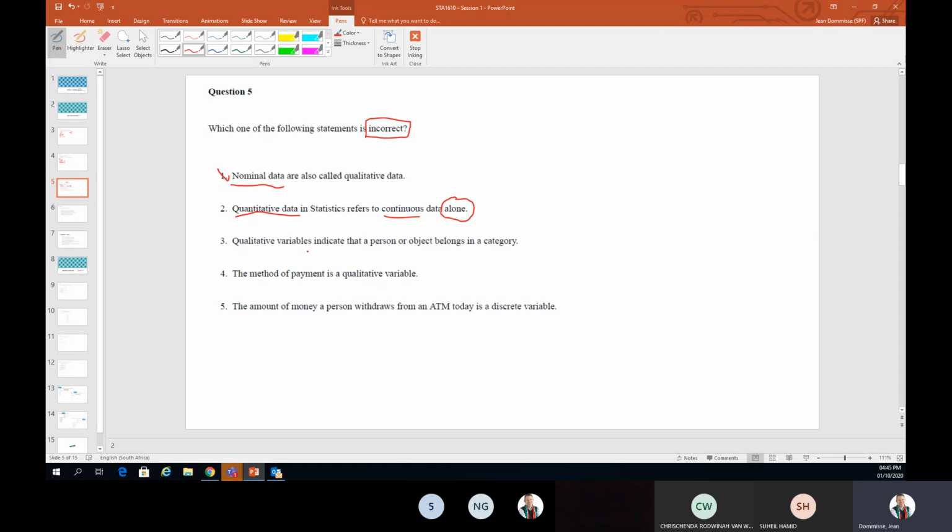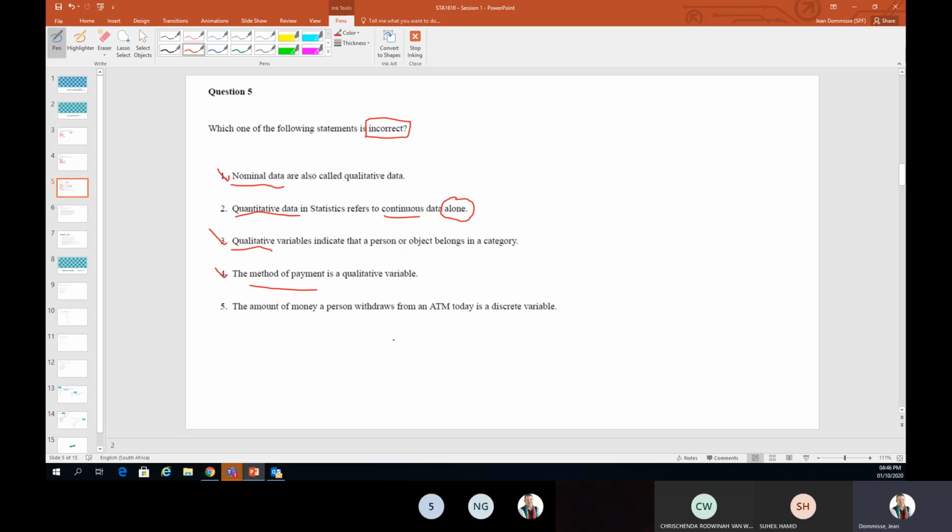A qualitative variable indicates that the person or object belongs in a category. We know that is right because that is what qualitative does. It basically categorizes things. The method of payment is a qualitative variable. If you look at method of payment, it is something like via credit card, via check card, or via cash. So it is definitely categorized.